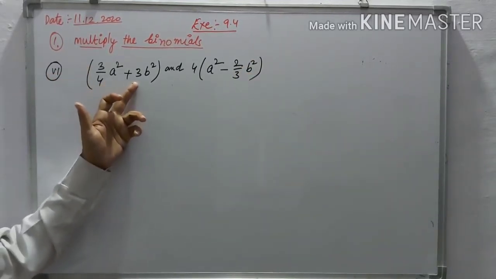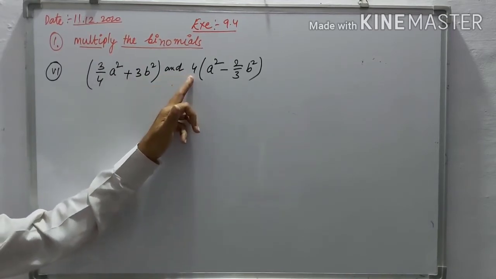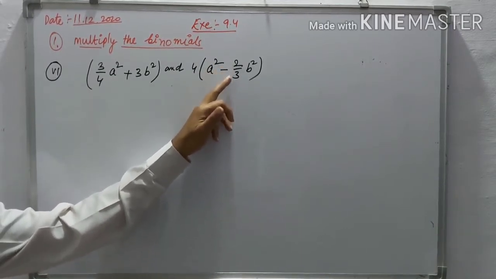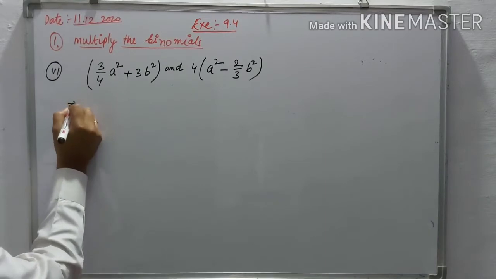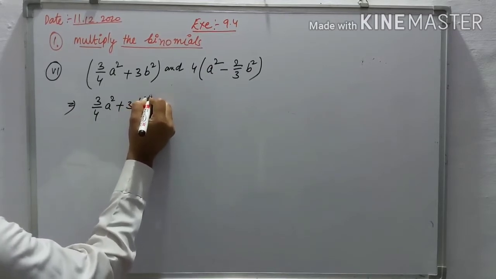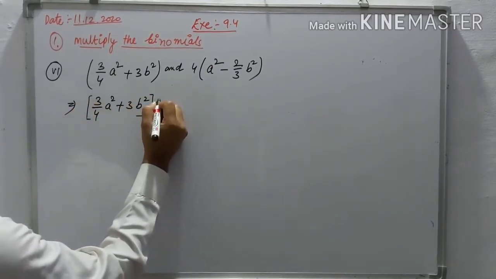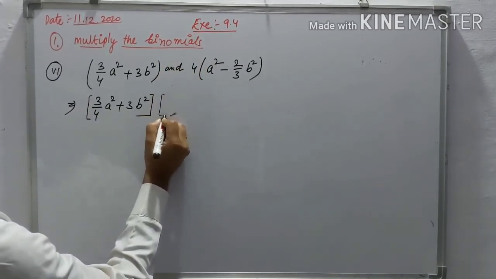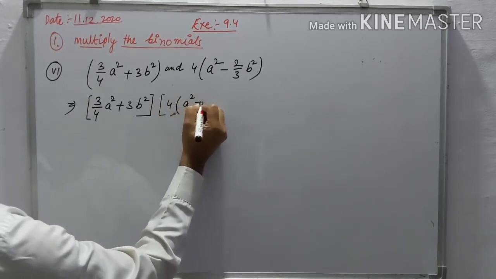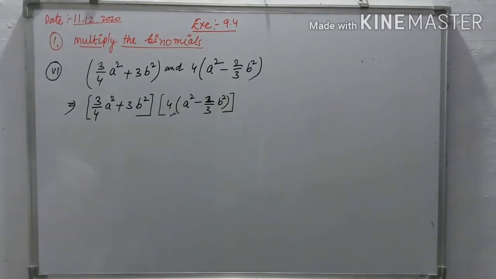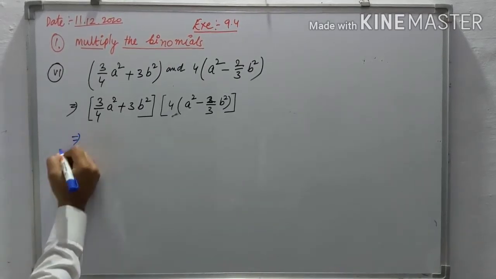3 upon 4 a square plus 3b square, and the second number is 4, an additional multiplication: 4 in bracket a square minus 2 upon 3b square. So write the number 3 upon 4 a square plus 3b square, the bracket is closed, and 4 here in the bracket, 4 into a square minus 2 upon 3b square, bracket close. Okay, so first we multiply the value of the second part.